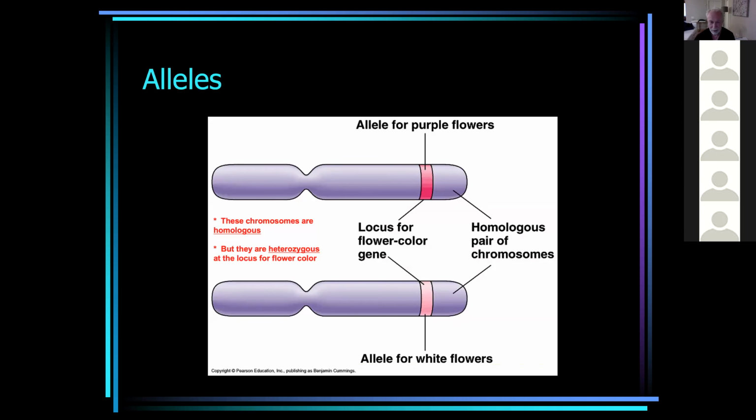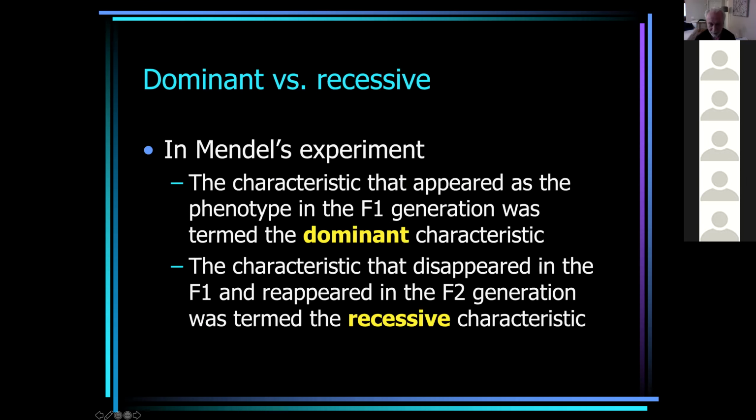And we talked about the definition of an allele. It's alternate forms of the same gene on homologous chromosomes. So these 2 purple chromosomes are homologs. On one of them, there's an allele for purple flowers, and on the other, there's the alternate allele for white flowers. So even though these chromosomes are homologous, they're heterozygous at this locus for flower color.